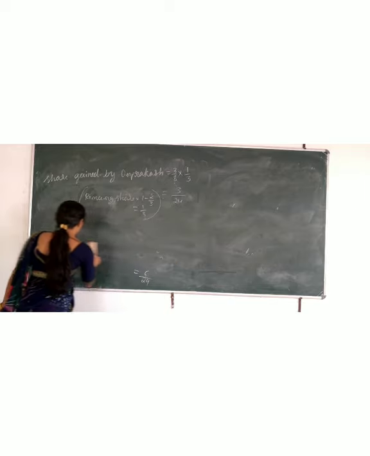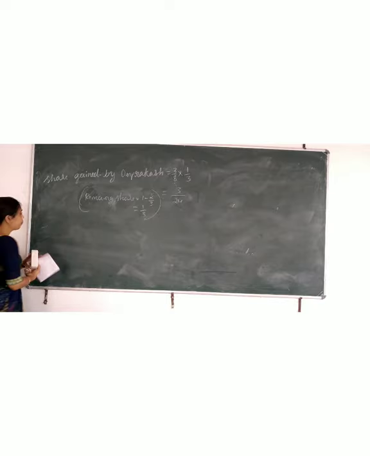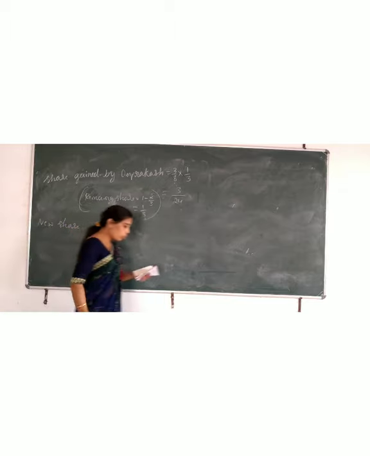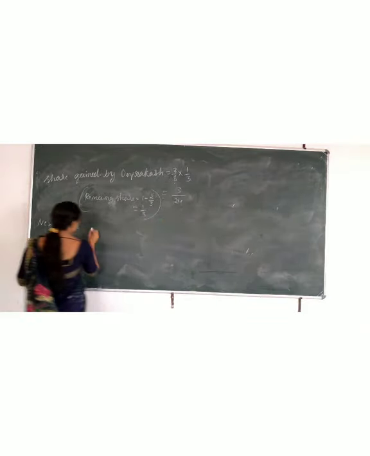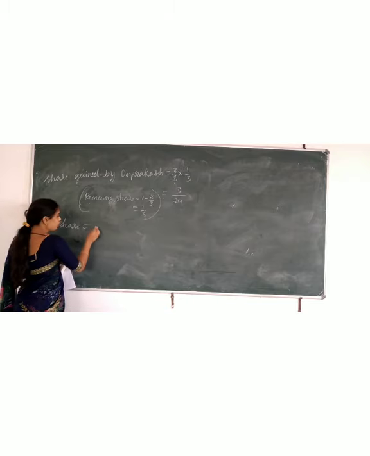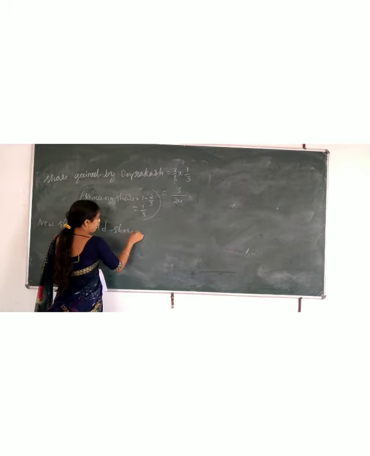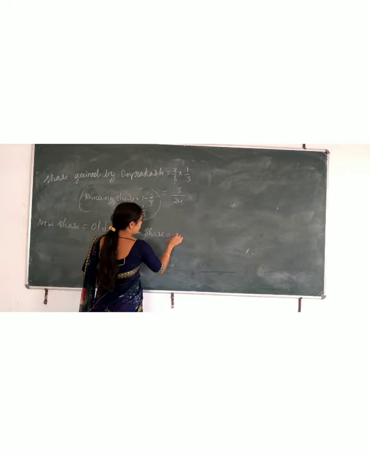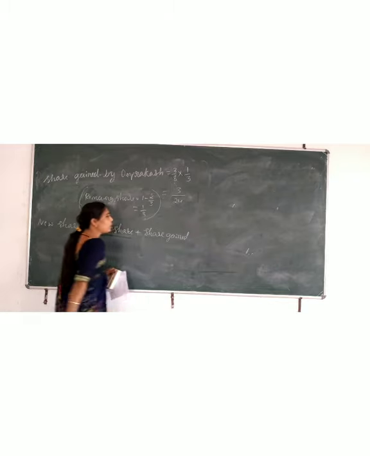Now we will calculate the new profit sharing ratio. So new share is equal to old share plus share gain. The same formula we use here. New share is equal to old share plus share gain. Means the share we already have, and the additional share which is acquired from the retiring partner.